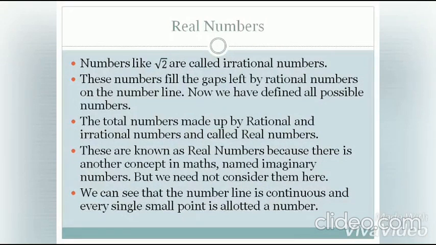The total numbers made up by rational and irrational numbers are known as real numbers. So real numbers is a set which we get after combining the set of rational and irrational numbers. These are known as real numbers because there is another concept in mathematics known as imaginary numbers. We'll have a different video on imaginary numbers. We can see that the number line is a continuous line and every single small point is allotted a number.